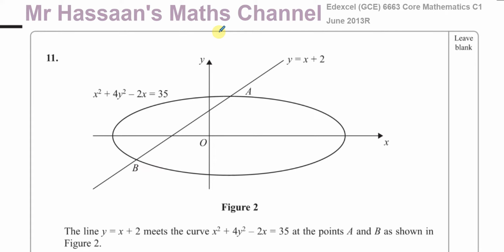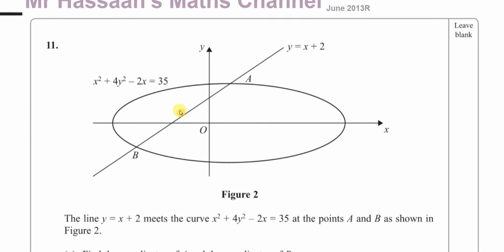And this is a question where you have a straight line, y equals x plus 2, and some curve, x squared plus 4y squared minus 2x equals 35. These two equations intersect in two places, A and B, and we need to find those points of intersection.